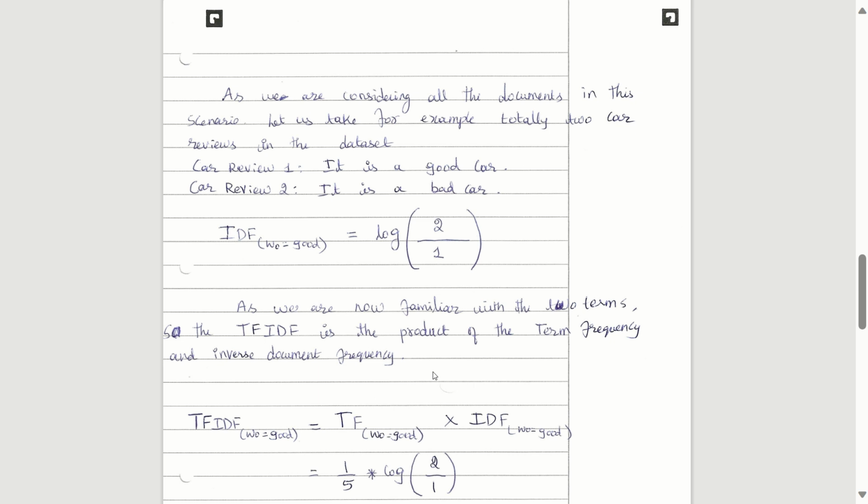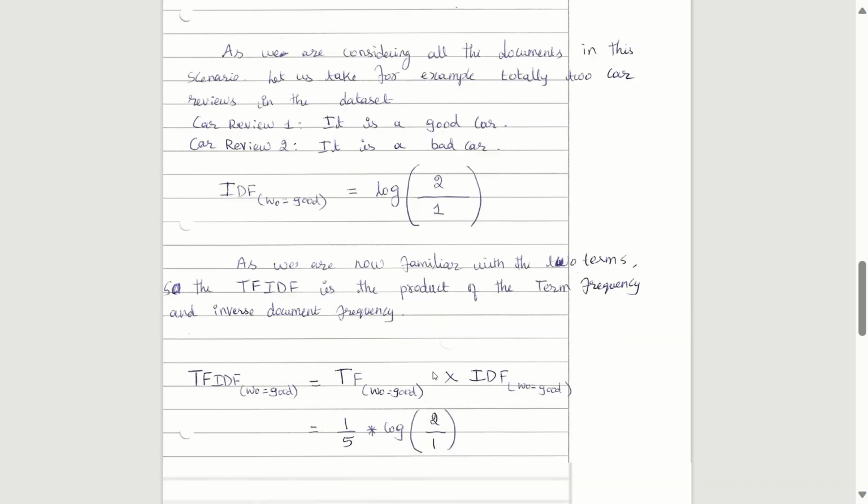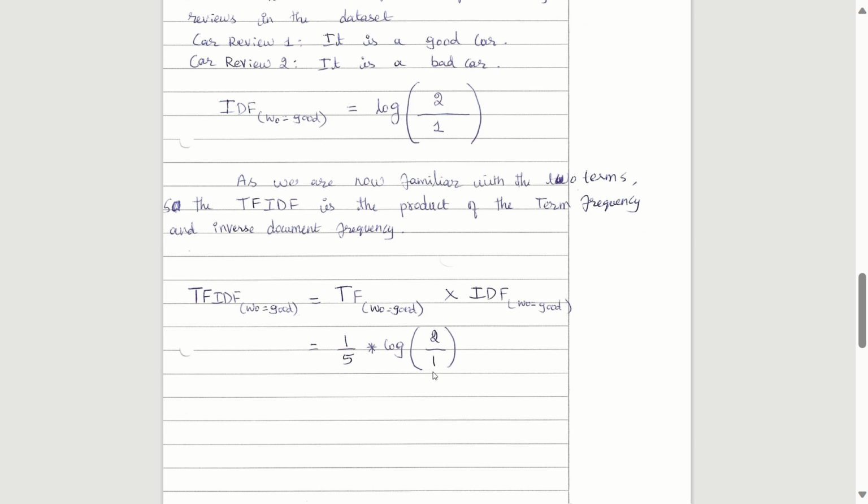So as we are now familiar with the two terms, TF-IDF is the product of the term frequency and the inverse document frequency, which is 1 by 5, the term frequency, times ln of 2 by 1, the inverse document frequency.